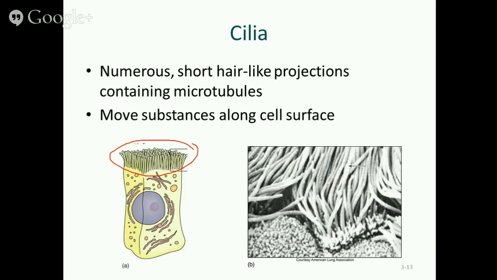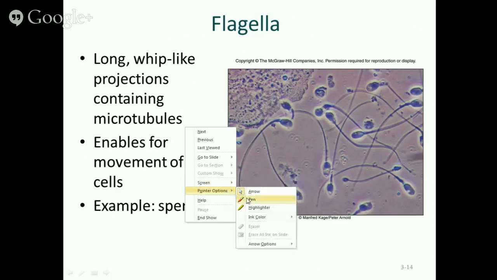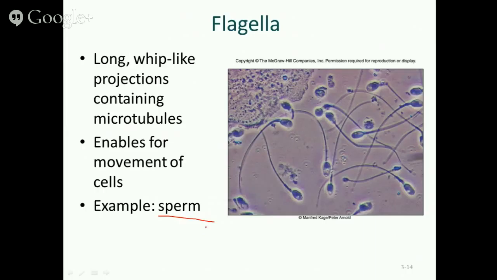Second to last structure here, flagella. So these are whip-like projections that propel or move cells. In humans, there's only one cell that uses a flagella, and that's sperm. Okay, so women, you know, if you're a female, you have no cells that have flagella.